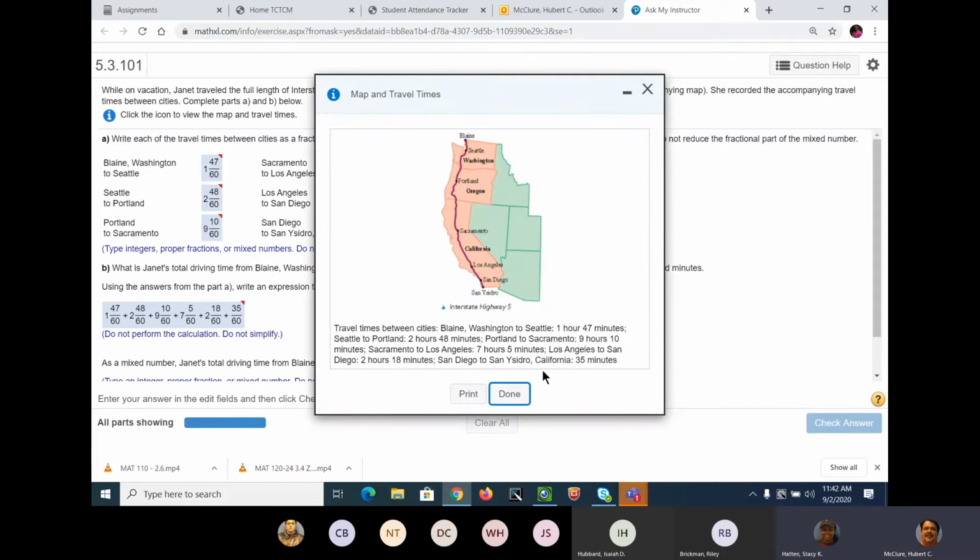Okay, make sure I didn't write something down wrong. I think I wrote something down wrong. 1 hour, 47 minutes. 2 hours, 48 minutes. 9 hours, 10 minutes. There it is. 7 hours. I wrote it 5 hours. It's supposed to be 7 hours. So I did make a mistake. 7 hours, 5 minutes. Y'all should have 5 hours, 5 minutes. I wrote that down wrong. I'm sorry. So it is 23.